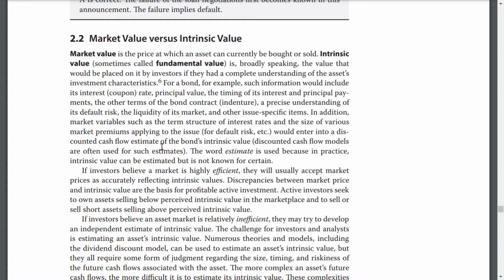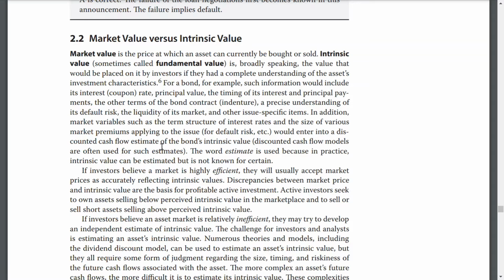For a bond, for example, such information would include its interest rate, the principal value, the timing of its interest and principal payments, and other terms of the bond contract, a precise understanding of its default risk, the liquidity of the market, and other issue-specific items. In addition, market variables such as the term structure of interest rates and the size of various market premiums applying to the issue would enter the discounted cash flow estimate of the bond's intrinsic value.